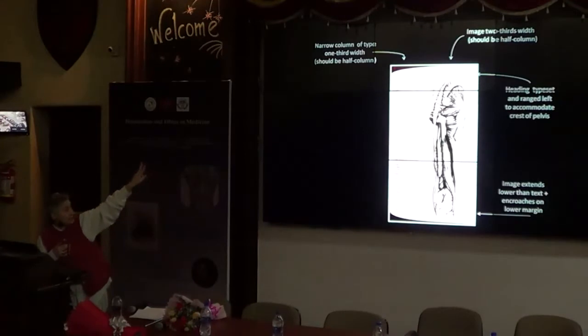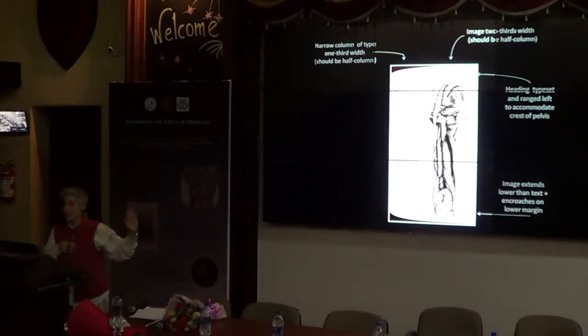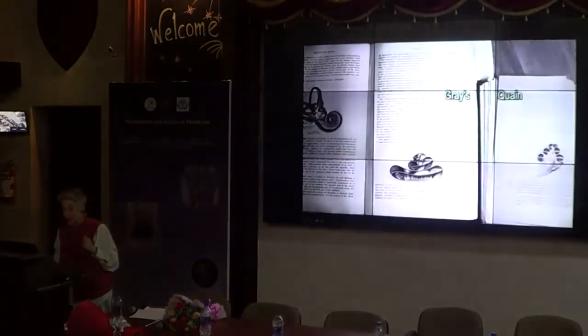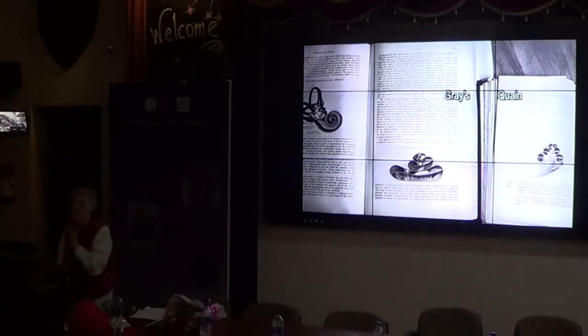And you can see that the column of type is only a third of the page. It should be half the page. The image should be half as wide, not two thirds of the page. And this wasn't realised. Nobody's made any notice of this at all in the first edition. It's amazing. So this goes right the way through the book. So you can see these images are larger than they should be, and it gives the whole book a feeling of generosity, especially by comparison with Quain.